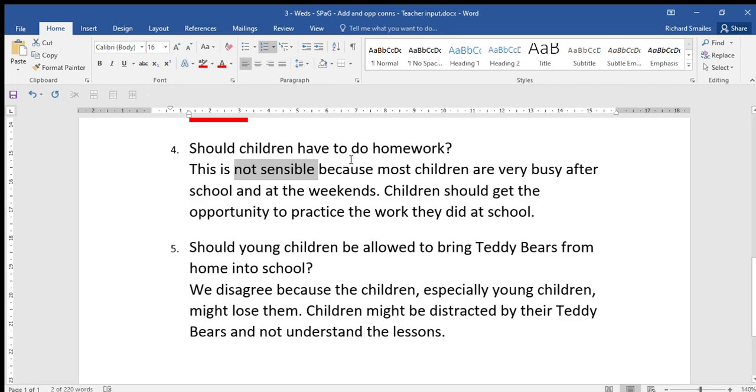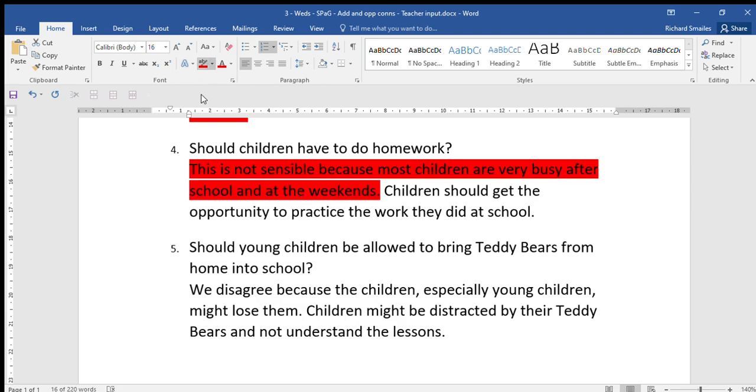So, should children have to do homework? This is not sensible. So if they're saying this is not sensible, basically they're disagreeing. Okay, they're saying no, it's not a good idea. So that sentence is answering no to the question. And remember, if you answer no, then it goes red.